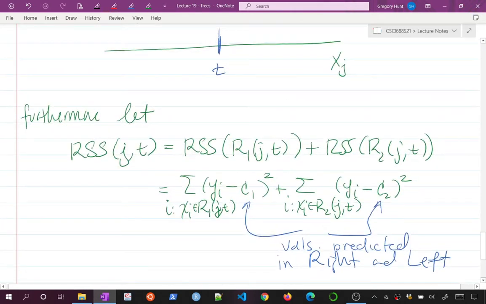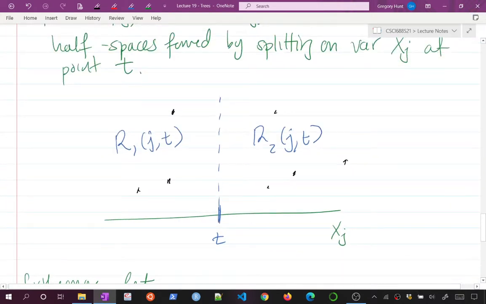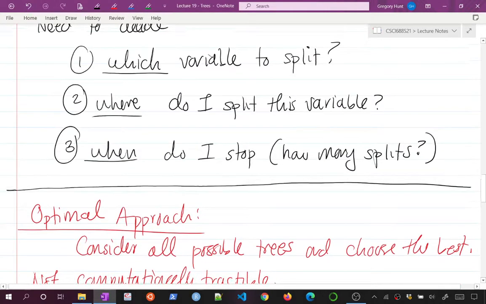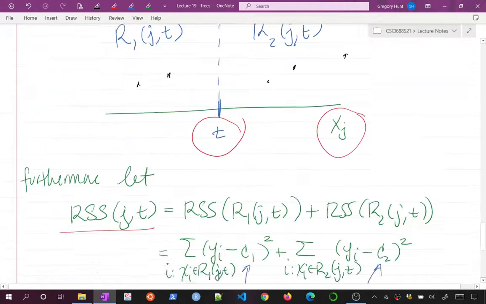So for a specific split of variable xj at point t, we should choose the c's so that they're the average of the values in the resulting splits. But how do we choose j and t? That is, how do we choose which variable xj to split on, and how do we choose where to split that? So those are the first two questions here. Which variables do we split on, and where do we split them?